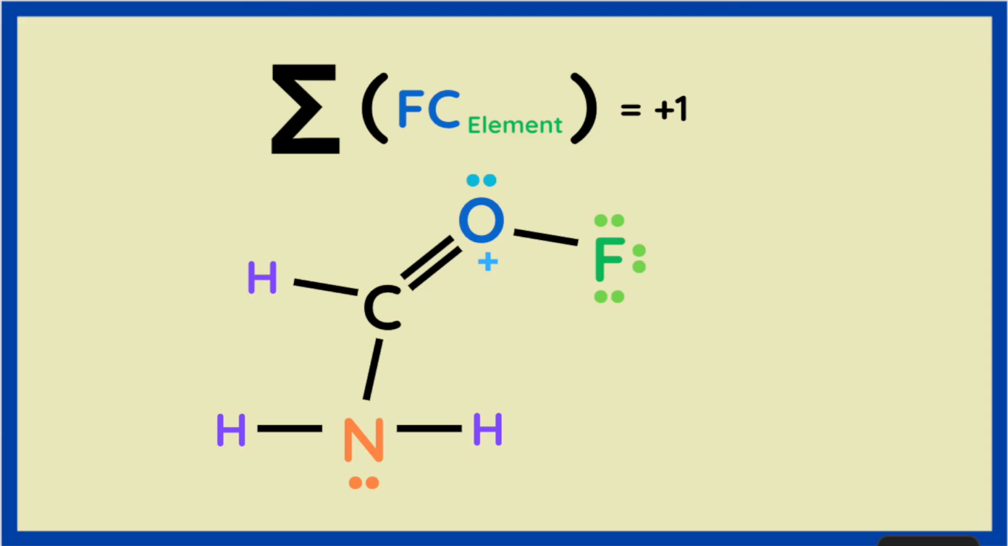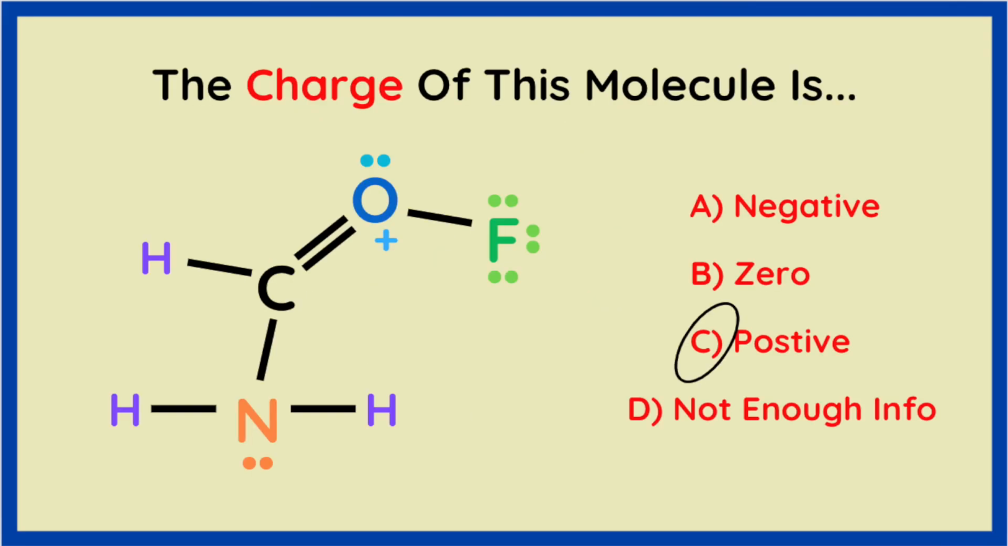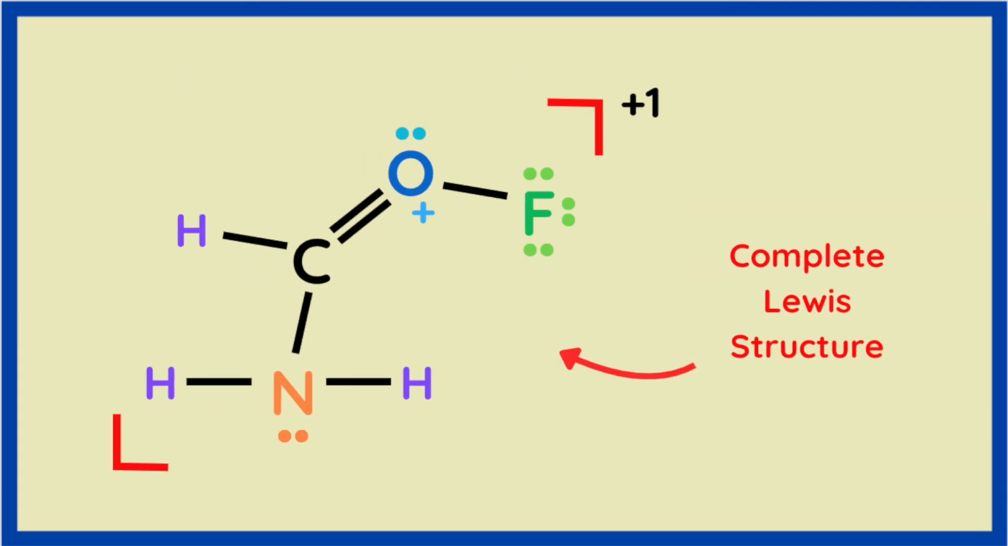And if the formal charge of the atom is +1 or -1, we just write a plus or a minus symbol respectively next to the atom. Thus, the molecule has a +1 charge overall entirely because of this oxygen. Positive is our answer, and anytime we have a molecule with a charge, we indicate it as such with the brackets and charge.